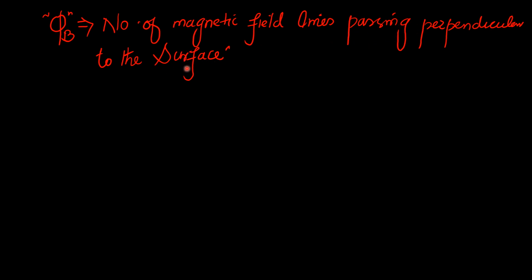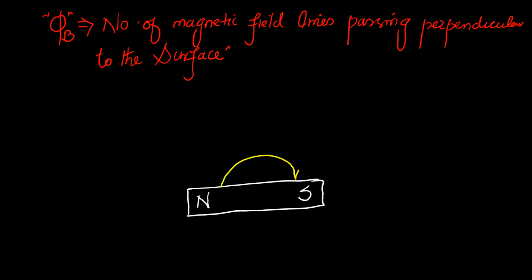So the greater the number of magnetic field lines, the greater the amount of magnetic flux. As you know, dear student, a magnet consists of two poles. One pole of a magnet is known as the north pole and the other pole is known as the south pole. The magnetic field lines are generated from the north pole and they go toward the south pole like this.